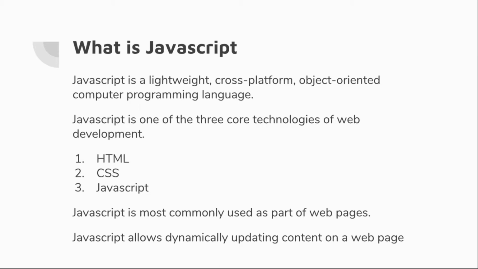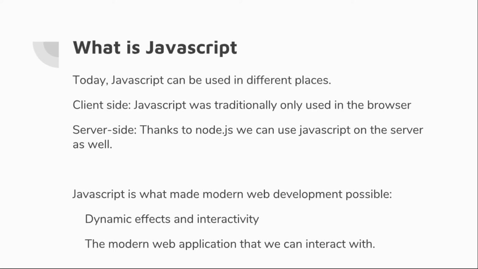JavaScript allows dynamically updating content on a web page. With Ajax, we can fetch data directly in web pages, and we can hide, show, and manipulate the data with JavaScript. Today, JavaScript can be used in different places, on the client side as well as the server side. On the client side we use JavaScript in a browser to hide content, fetch content, and show content.